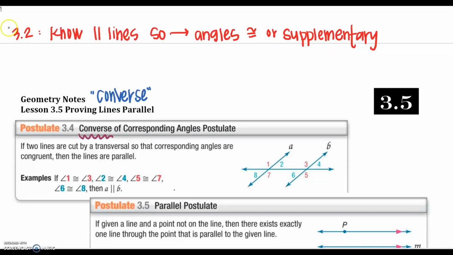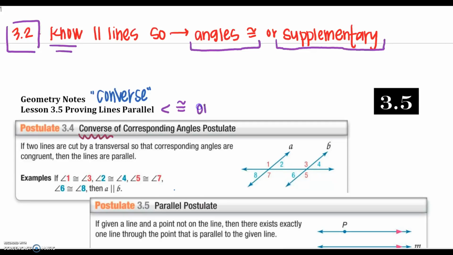Remember in section 2, we knew that our lines were parallel. So then we could say that angles were congruent or supplementary. Now we are going to say if angles are congruent or supplementary, then we know that lines are parallel. So we're just going to go in reverse, noting the converse word that you see.